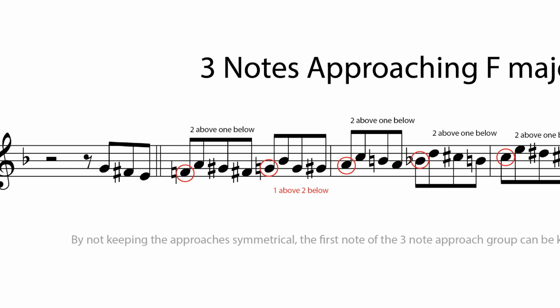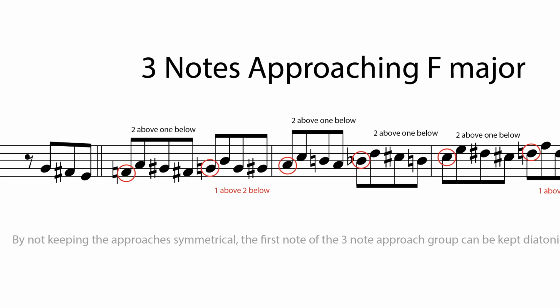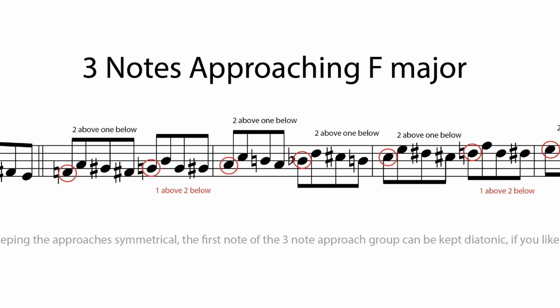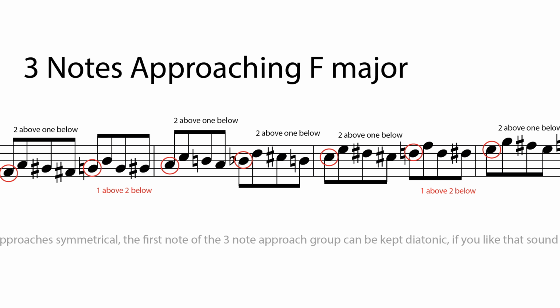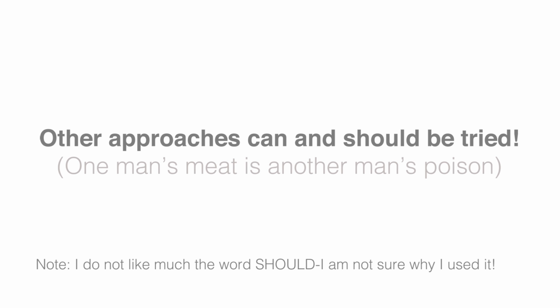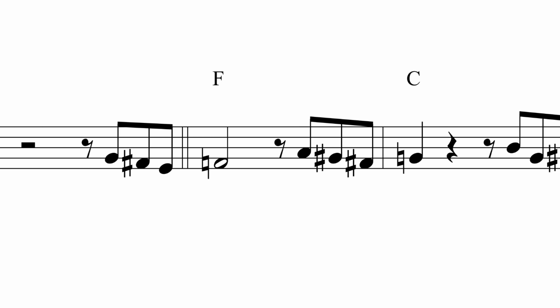The ones presented here are, for me, the ones that sound the most coherent and therefore are the easiest to assimilate. Note, many times in the examples the approaches are not symmetrical, as the major scale itself is not symmetrical. Remember, other approaches can and should be tried. We are just introducing the idea. Here then is the F major scale being approached with 3 notes.